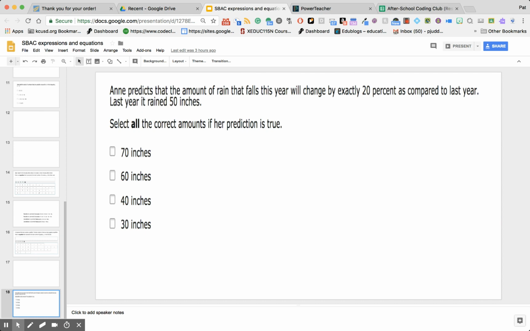Anne predicts that the amount of rain that falls this year will change by exactly 20% as compared to last year. Last year, it rained 50 inches. Select all the correct amounts if her prediction is true. So it will change by exactly 20%. Last year, it rained 50 inches.